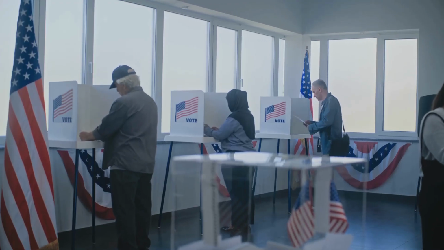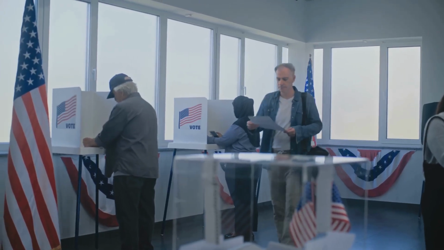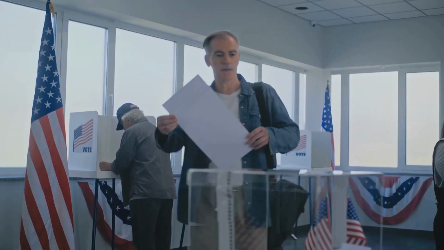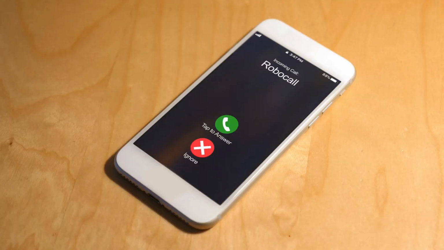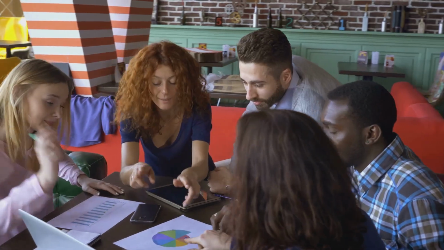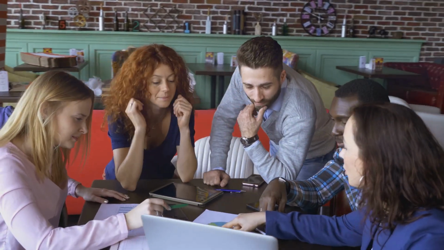Entrance and exit polls are conducted at polling places to predict election results and understand voter behavior. Push polls are often misleading and designed to influence rather than measure public opinion. Lastly, straw polls are informal surveys used to gauge opinion but lack scientific reliability.